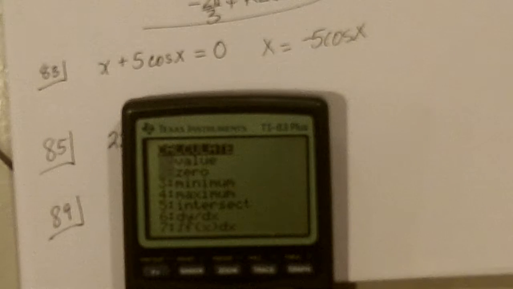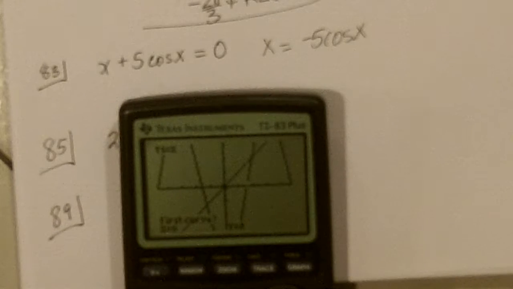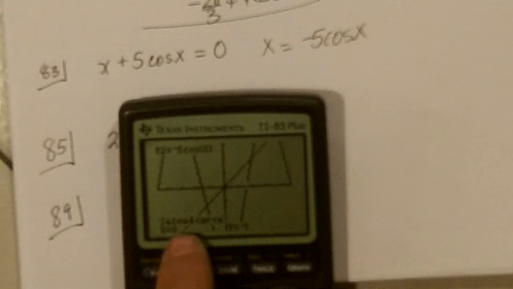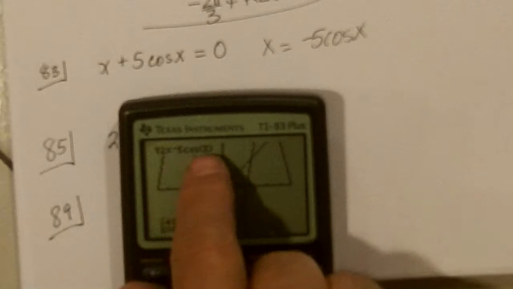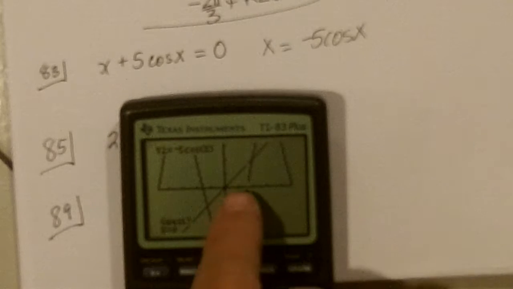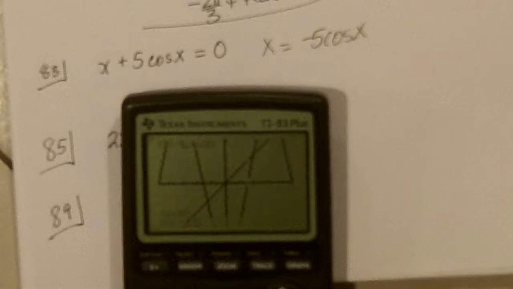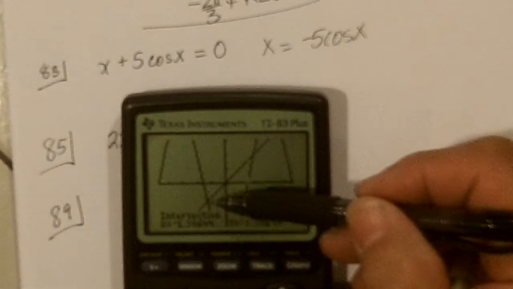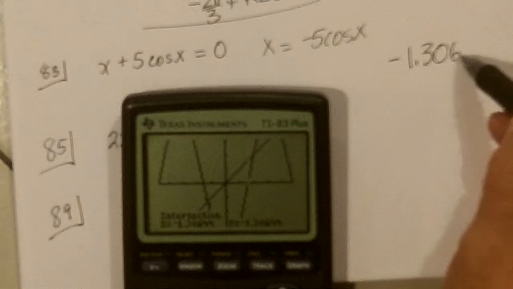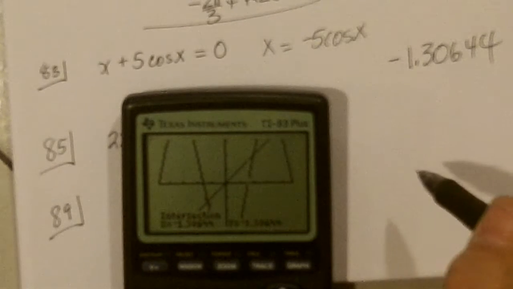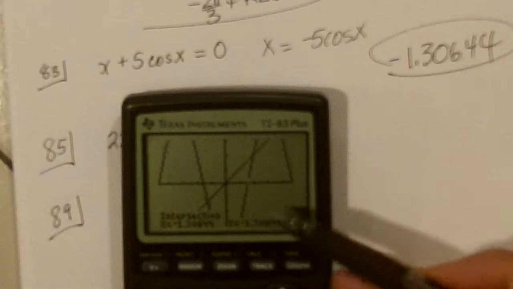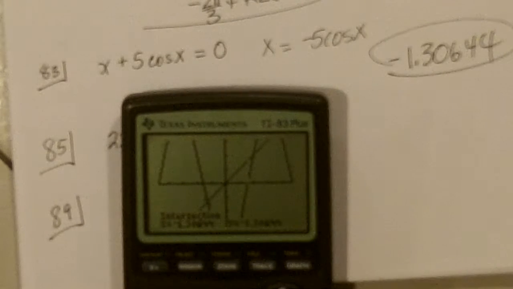Second, calculate, intersection. And it says, is x one of my curves? Yes. Is the second curve negative 5 cosine x? Yes. So I just press enter, enter, and my guess, negative 1. It just has to be roughly close, and it says negative 1.30644. That's one solution. And then the other one's over here at about 2.